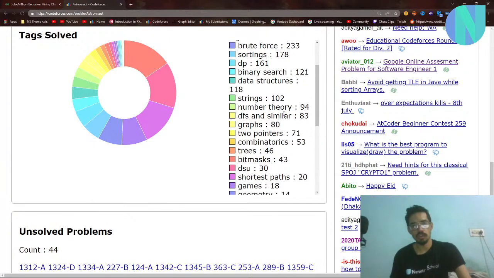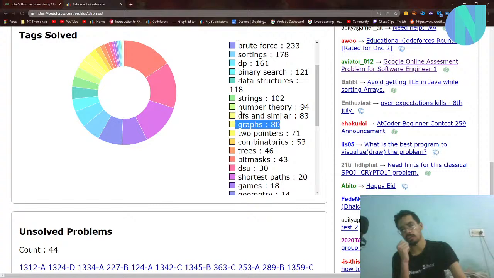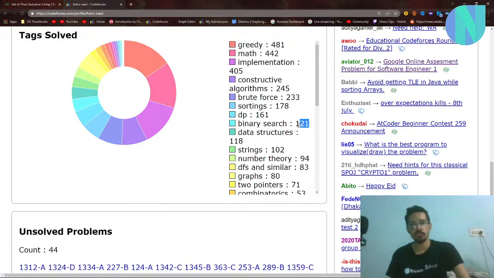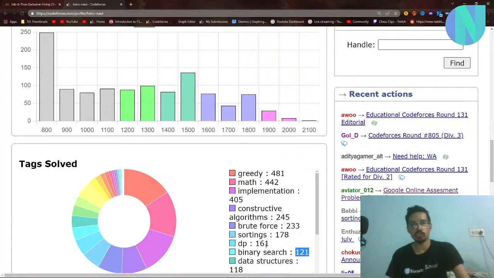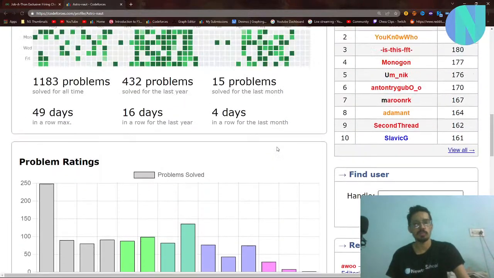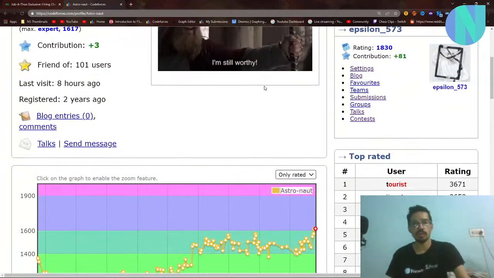If you see his graph problems, he had around 80 graph problems. The guy before had around 20 graph problems in around 800 problems. So that was not really good. And he has around 120 problems on binary search. So you can see why he's improving. He has around 160 problems on DP. So you can easily see why he's improving.